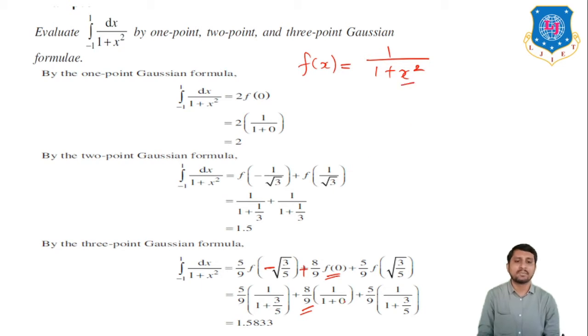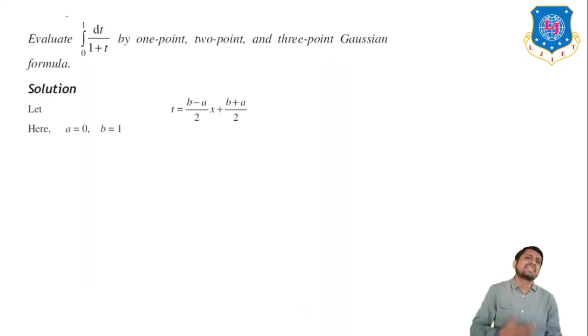So 1 upon 1 plus 0, plus 5 by 9, again you will get 1 upon 1 plus 3 by 5. So the final answer is 1.5833. If you want your answer more accurate, then you have to use the 3-point Gaussian quadrature formula. So this is the first example, the 1, 2, 3-point Gaussian quadrature formula. Let's take one more example.